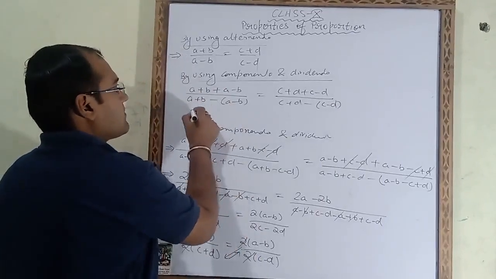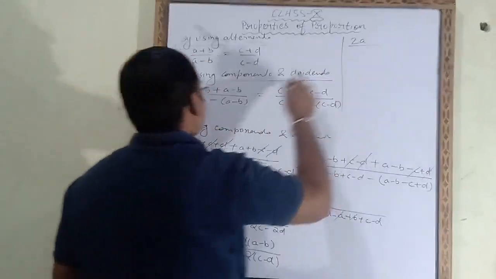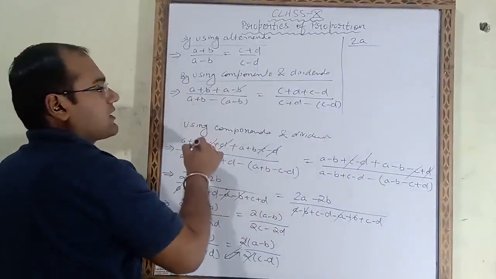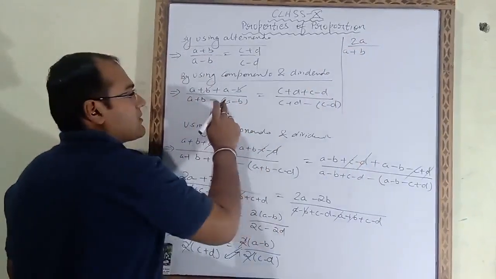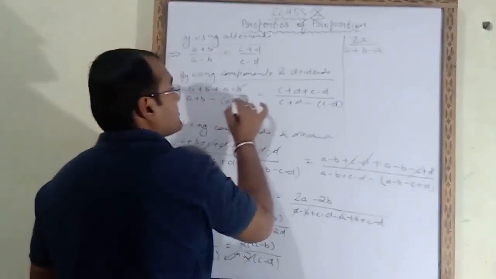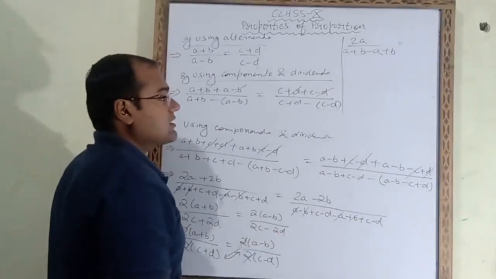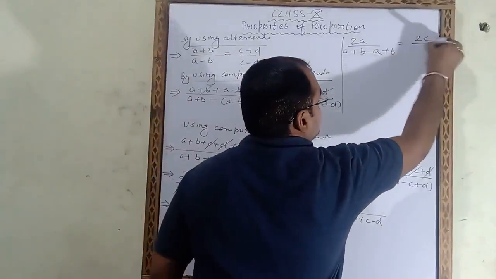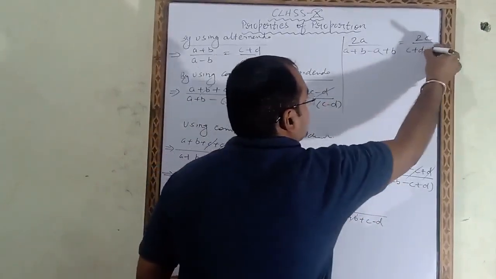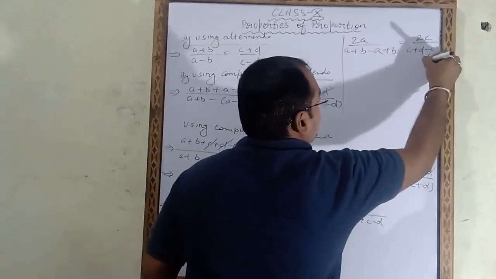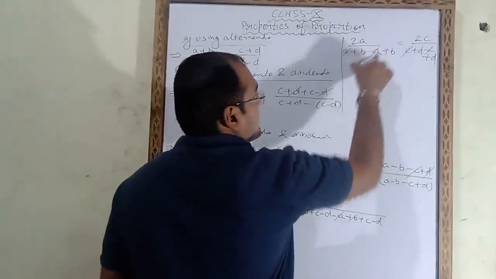A plus a will be 2a upon, this plus b and minus b will get cancelled, upon a plus b minus, plus minus a, minus minus plus b, is equal to, minus d and plus d will get cancelled. c plus c will be 2c upon c plus d minus, plus minus c, minus minus plus d. So minus c and plus c will get cancelled. Plus a and minus a will get cancelled.